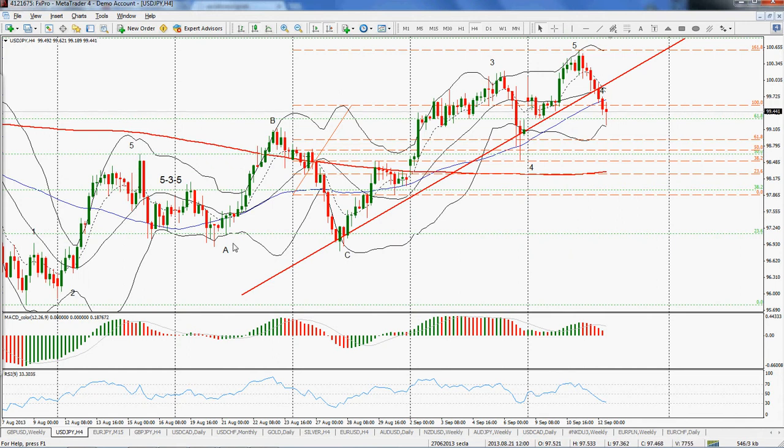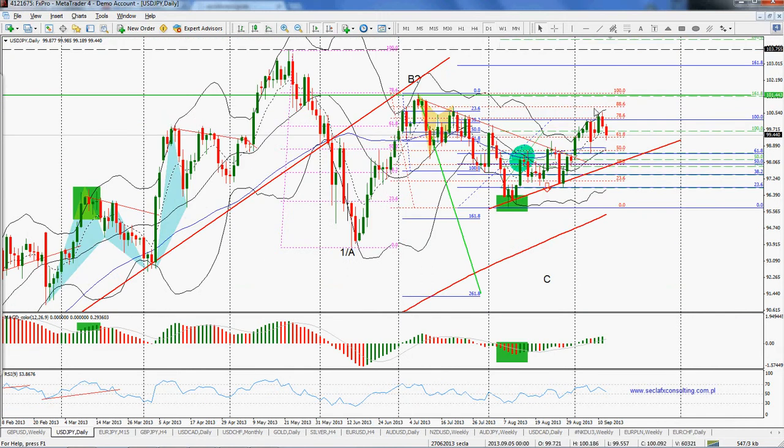It's a 5, 3. It's a big A, big B, big C. So that's the 3 here, and that's another 5. So 5, 3, 5. That would be a zigzag. That would be a correction.